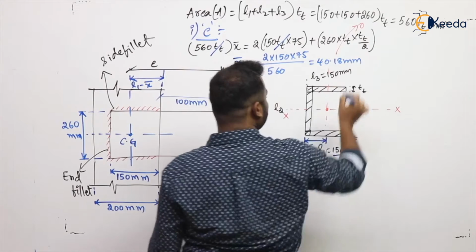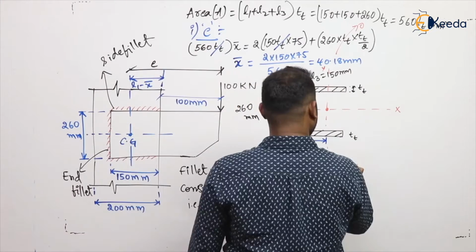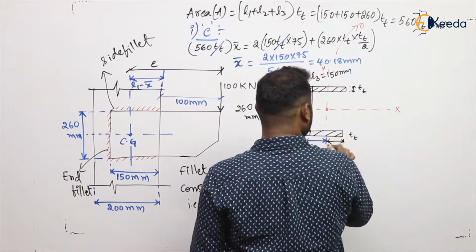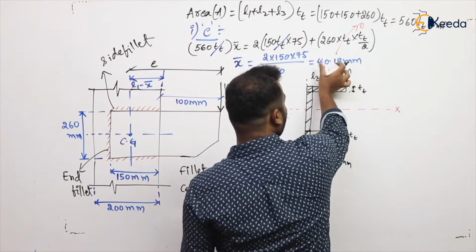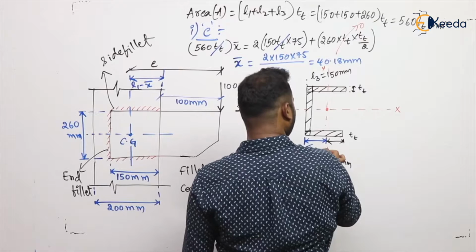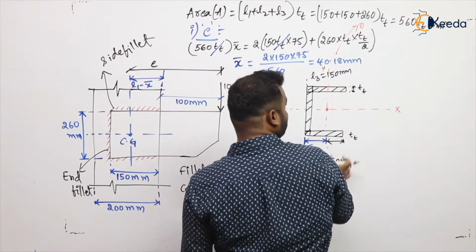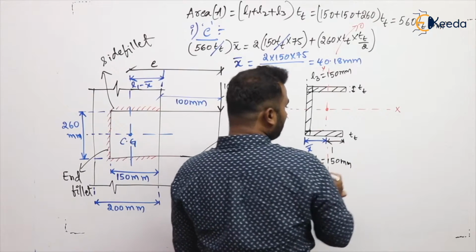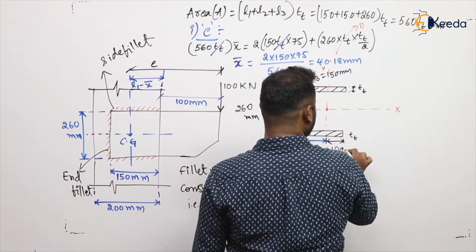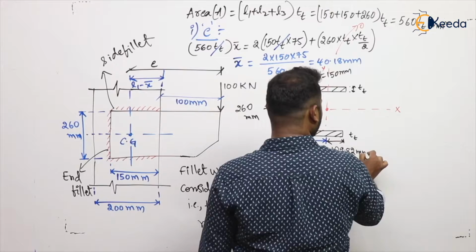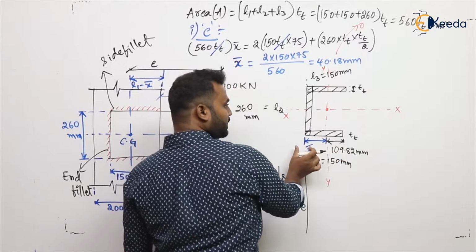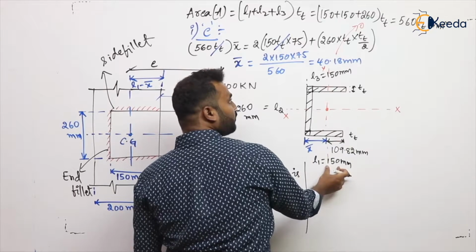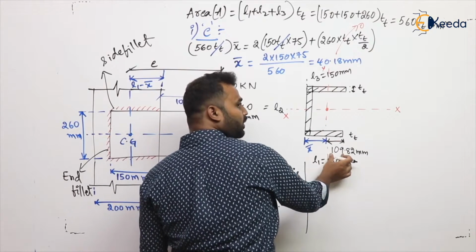This is the CG. This is X bar. Now what is this distance? As X bar is 40.18, from 150 if we subtract 40.18, we get 109.82 mm. This is the distance.